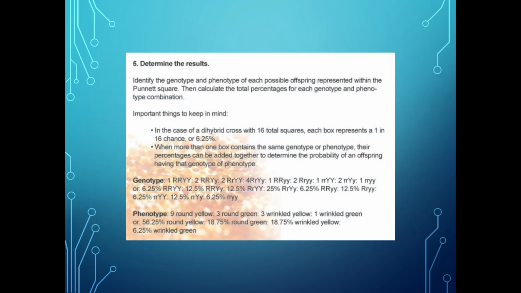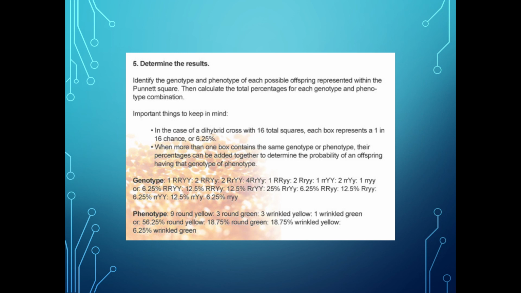So we have here determining the results. Identify the genotype and phenotype of each possible offspring represented within the Punnett square. Then calculate the total percentage for each genotype and phenotype combination. So it's very important that you remember the concepts of genotype and phenotype. Remember, genotype is the genetic characteristics, and the phenotype is the physical characteristics.